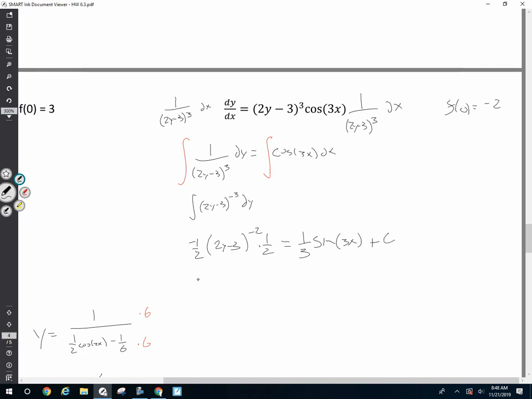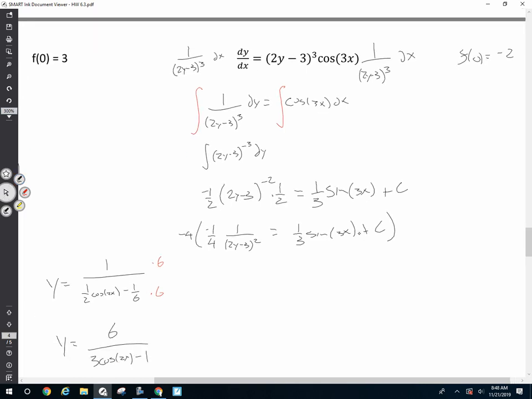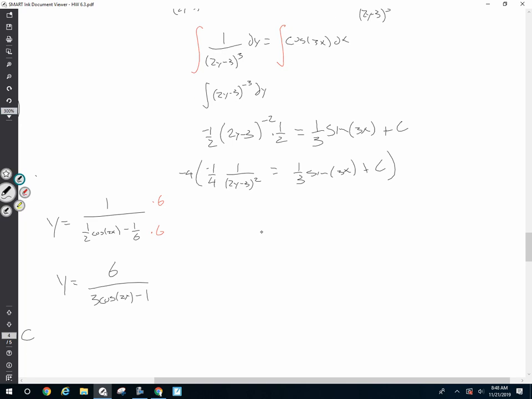All right, so this is going to take a lot more space, so whatever. I got negative 1/4. I got 1 over (2y minus 3) squared equals 1/3 sine 3x plus c. I'm going to multiply everything by negative 4. One over (2y minus 3) squared equals negative 4/3 sine 3x plus c.